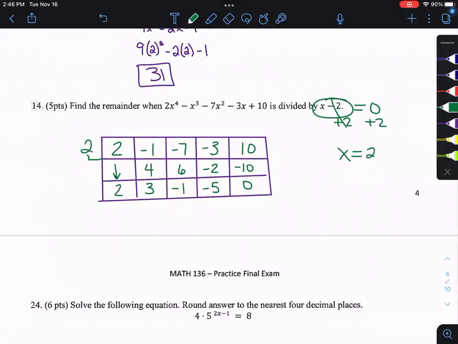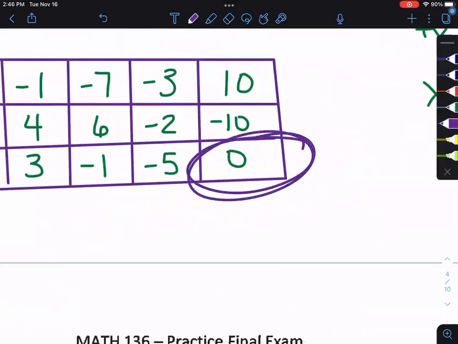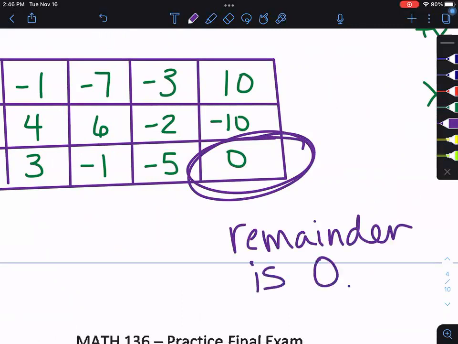Our question asks us for the remainder. Remember, this last box is your remainder. So our remainder is 0. Make sure the last number, the bottom of your box, is your answer.